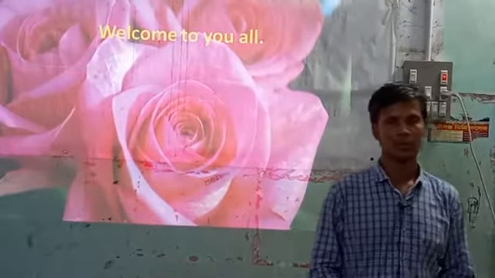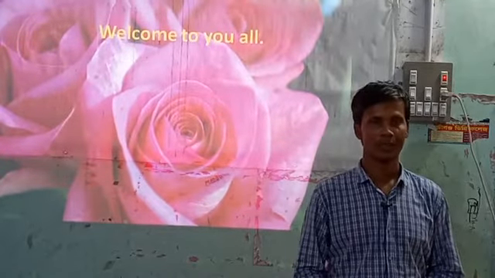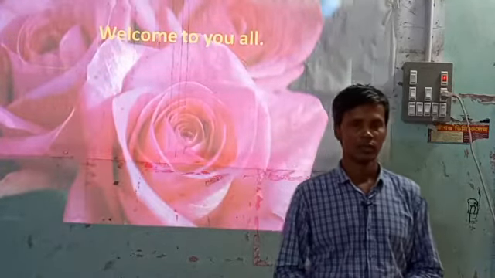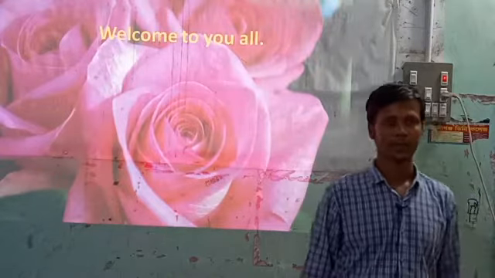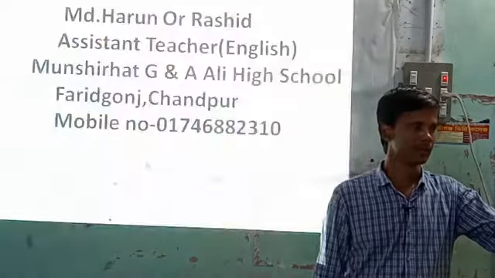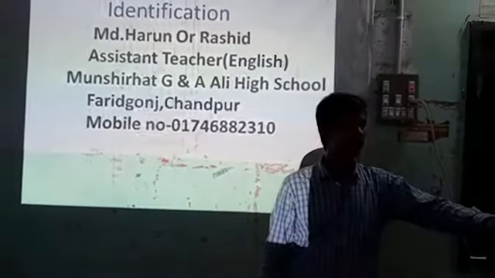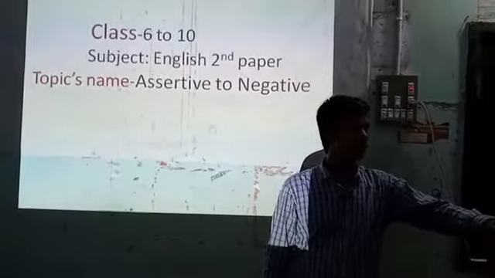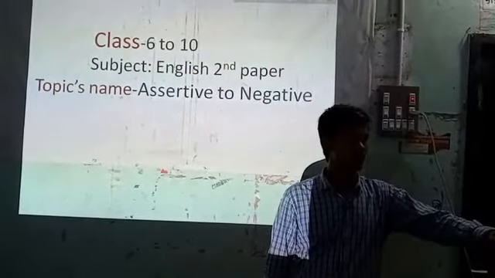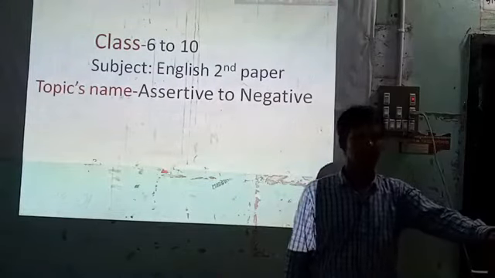Today I am going to take an important class on English second paper for the students of class 6 to 10. So, dear students, take your pen and paper. Welcome to you all in my English class. This is my identification that I have given before. Class 6 to 10, subject English second paper, and today's topic's name is affirmative to negative.